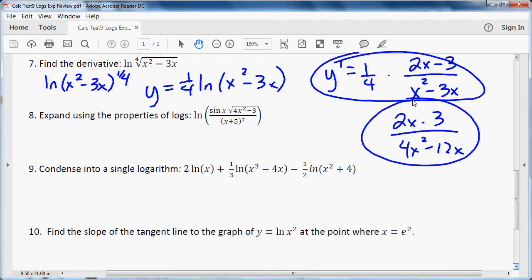My last step is then to take the exponents and move them down front as coefficients. So natural log of sine of x doesn't change, but I do have plus 1/2 natural log of 4x squared minus 3 minus 7 times the natural log of x plus 5. I know I wrote that kind of small, so I'll pause there.